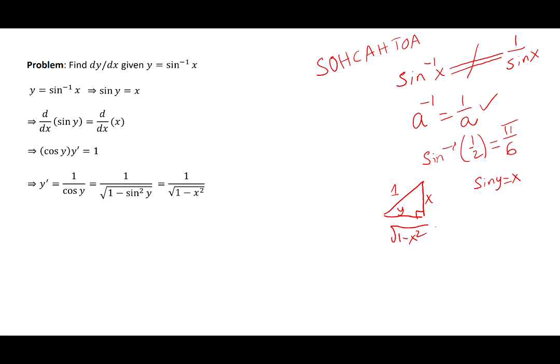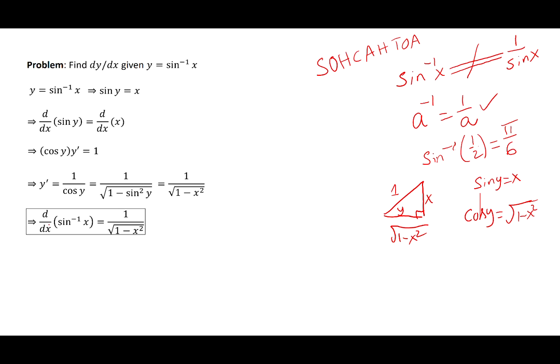Cool. Now, looking at this triangle, if I ask you, tell me what is cosine of y? Because we had cosine y there. And you could go, piece of cake. Adjacent over hypotenuse. Adjacent happens to be square root of 1 minus x square. And ta-da! We could have gone from this cosine of y to square root of 1 minus x square that way. That would have been much better. Okay, cool. So now d/dx of sine inverse of x, therefore, is 1 over square root of 1 minus x square. A very important result.